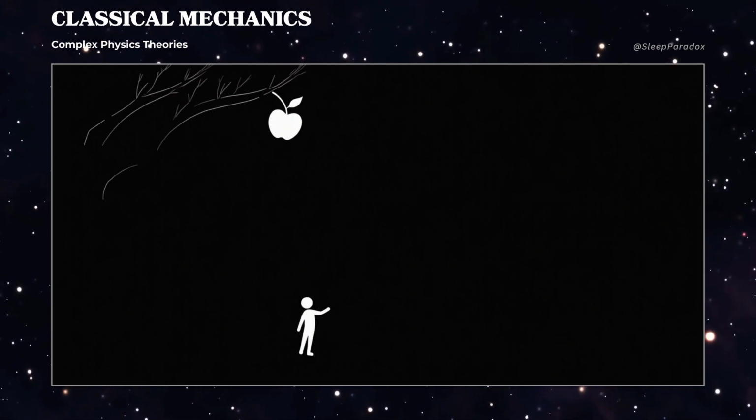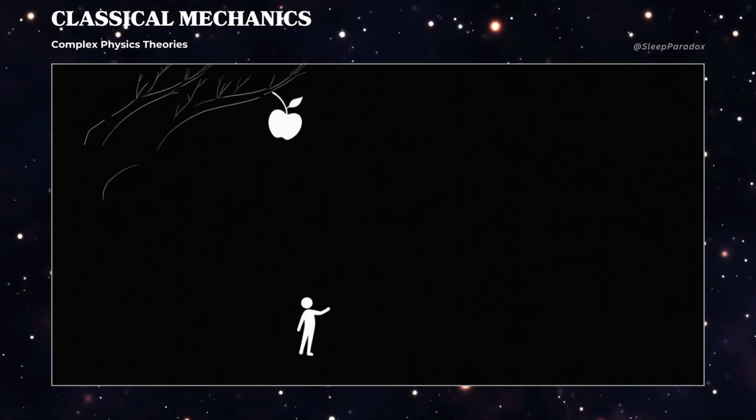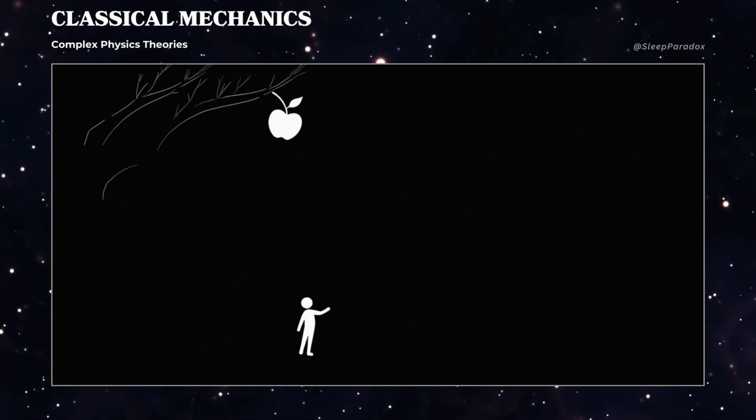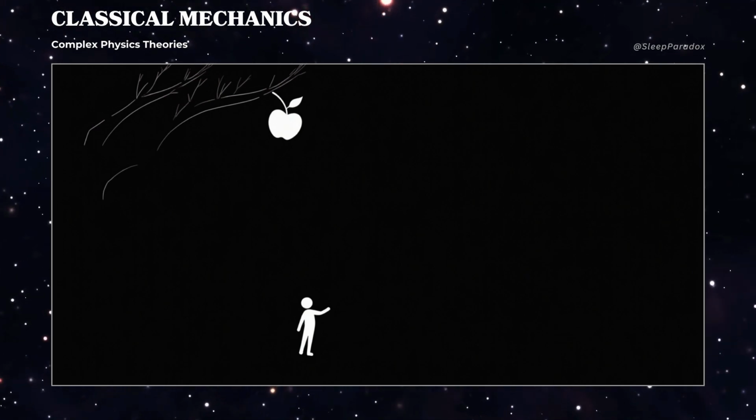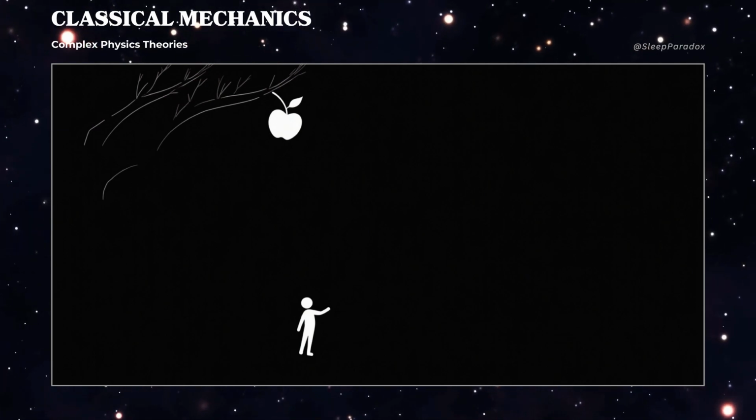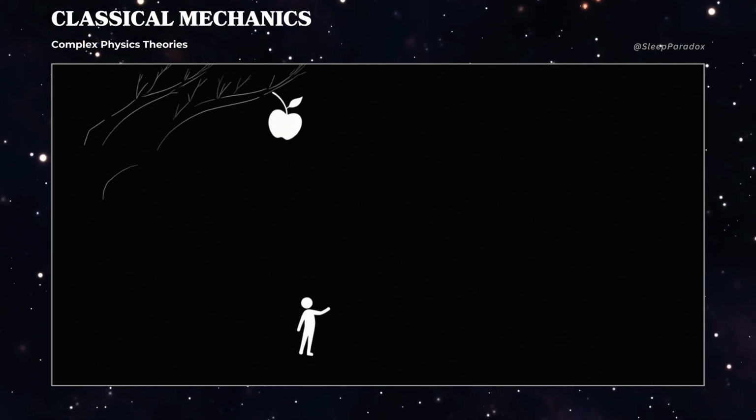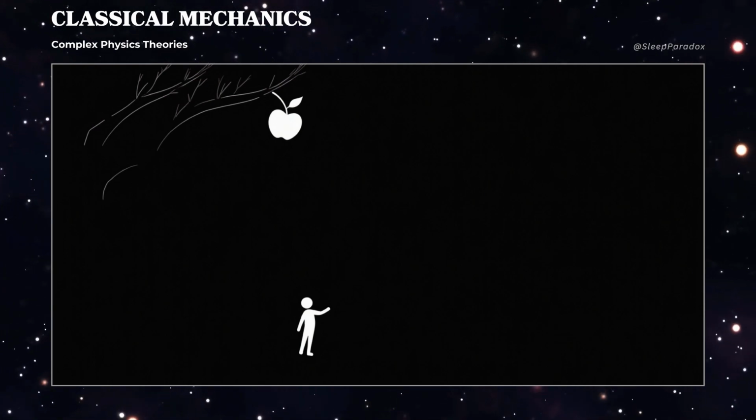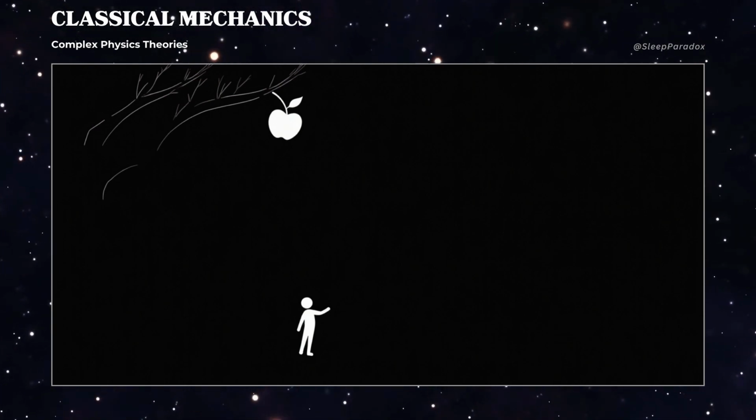Gravity, he proposed, is a force that acts between any two masses. The more massive the objects, and the closer they are, the stronger the gravitational pull. This insight was revolutionary. It unified the physics of Earth with the physics of the heavens. Before that, people thought the laws that governed the skies were different from those on Earth.